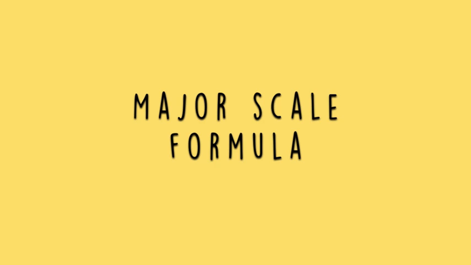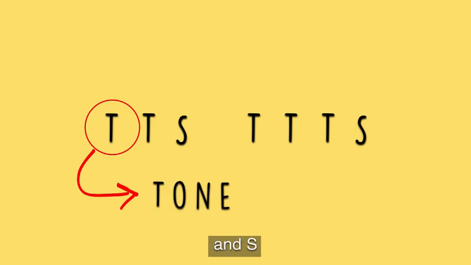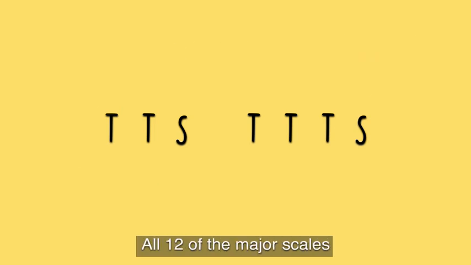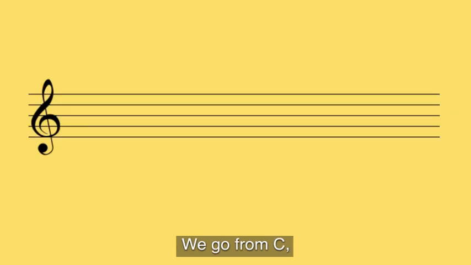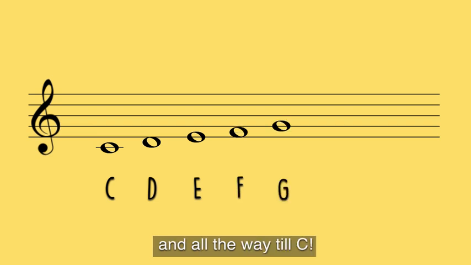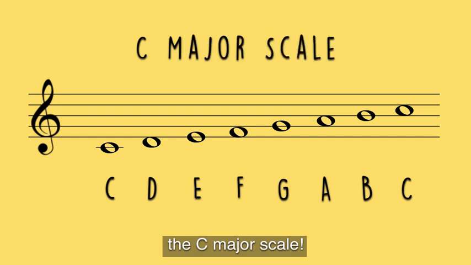With this knowledge, we can now introduce the major scale formula TTSTTTS, in which T stands for tone and S stands for semitone. All 12 of the major scales can be built up using this formula. Let's take C major for example. We go from C, then a tone up to D, then another tone to E, then a semitone to F, and all the way till C. Now we have our first scale, the C major scale.